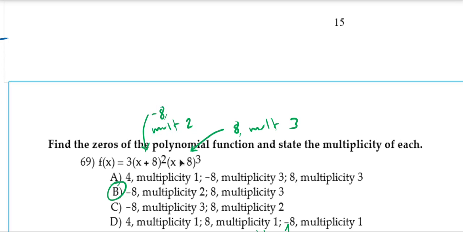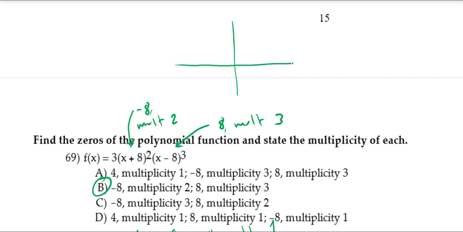Here we have a 0 at positive 8, and its multiplicity is 3. One of the nice things about having a polynomial laid out like this is that by noting the leading term would be 3x to the 5th power, we know that this has the following long-term behavior of falling on the left and rising on the right.